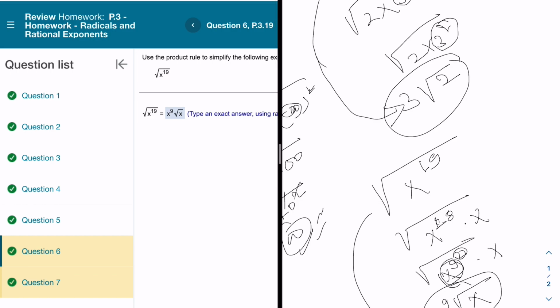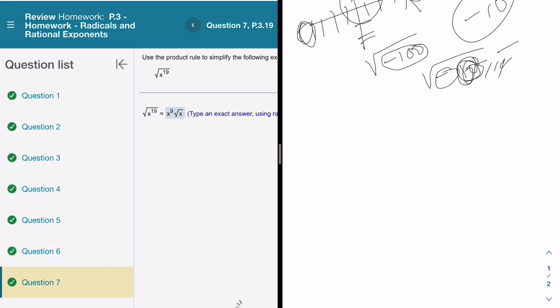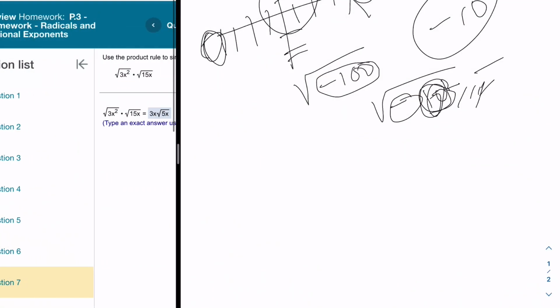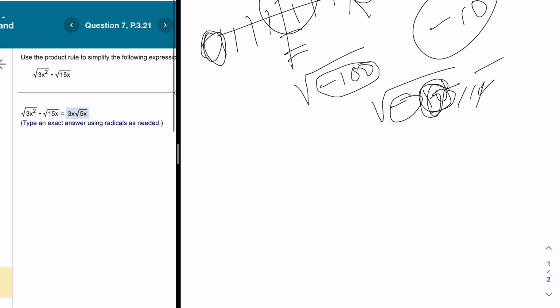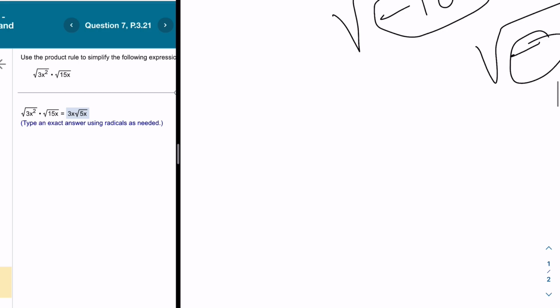Question number 7. Question number 7 is root 3x squared into root 15x.